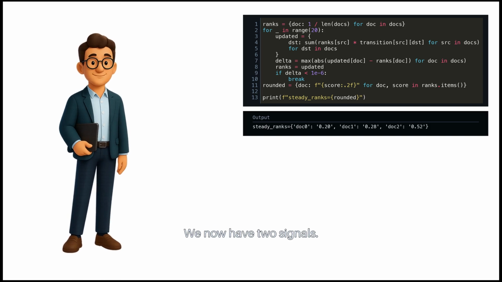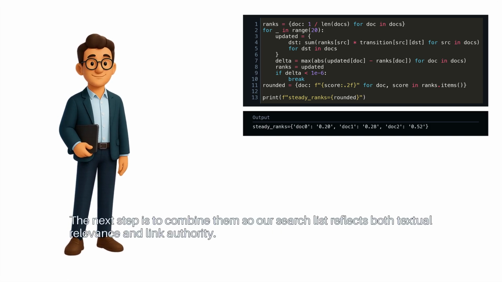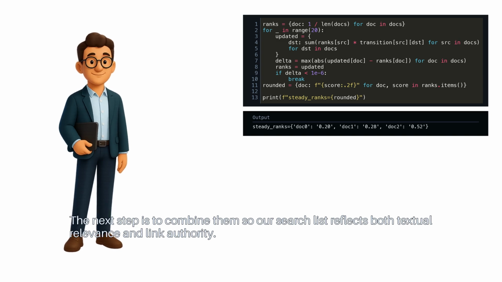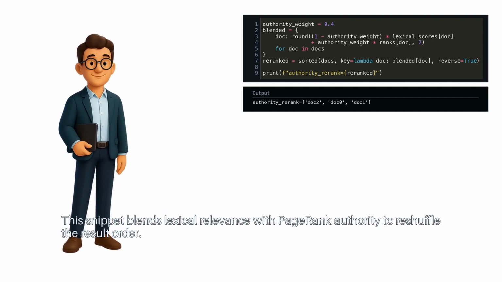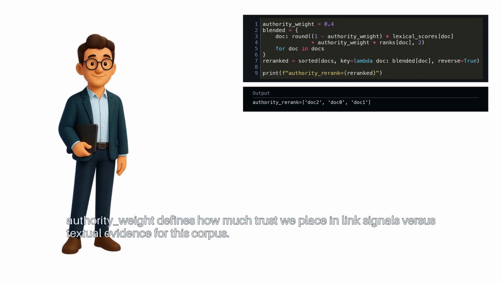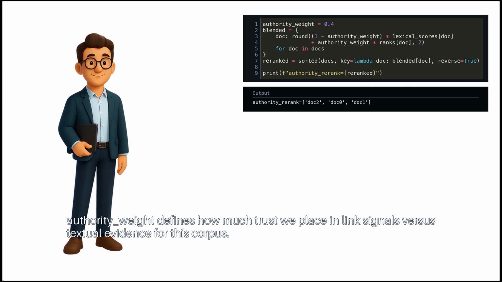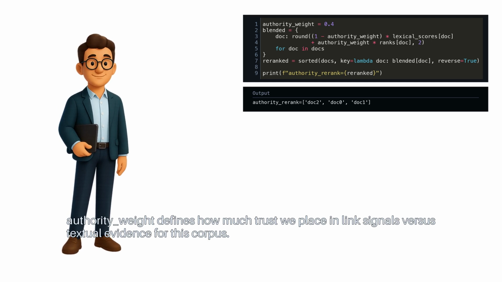We now have 2 signals. The next step is to combine them so our search list reflects both textual relevance and link authority. This snippet blends lexical relevance with PageRank authority to reshuffle the result order. Authority weight defines how much trust we place in link signals versus textual evidence for this corpus.